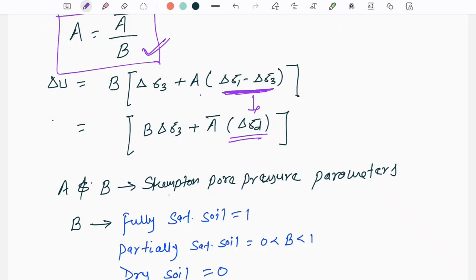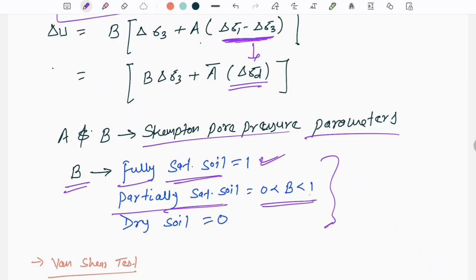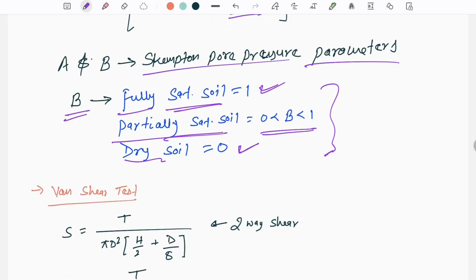Now A and B are the Skempton pore pressure parameters, where B is the Skempton pore pressure parameter. There are some values on which objective questions may be asked in the exam. When the soil is fully saturated, the value of B is equal to 1. When it is partially saturated, the value lies between 0 and 1. For dry soil, the value of B is equal to 0. So you have to remember this for the objective exam.